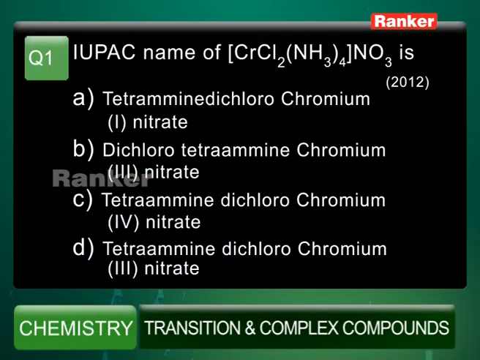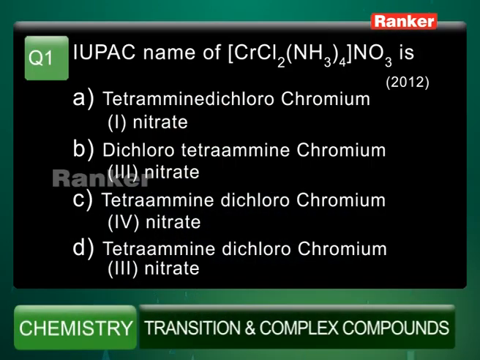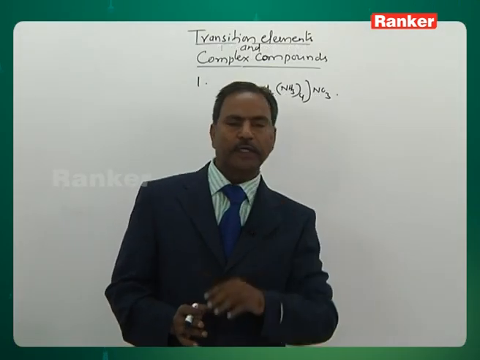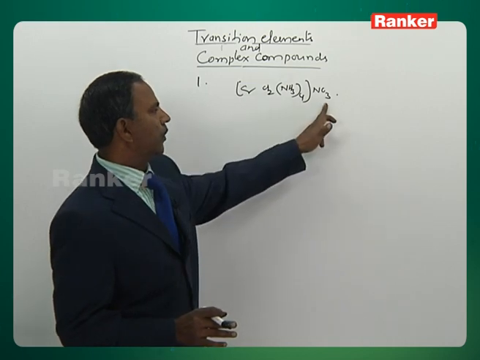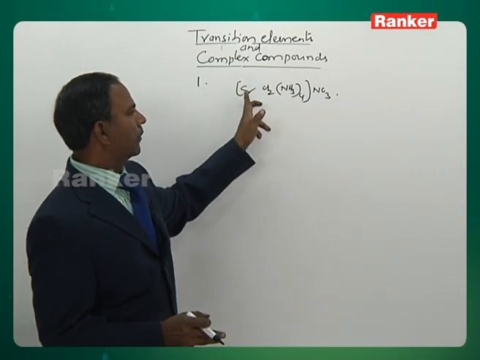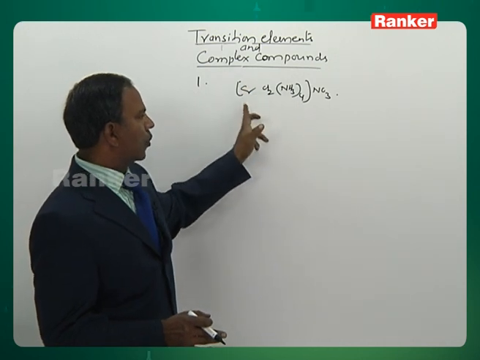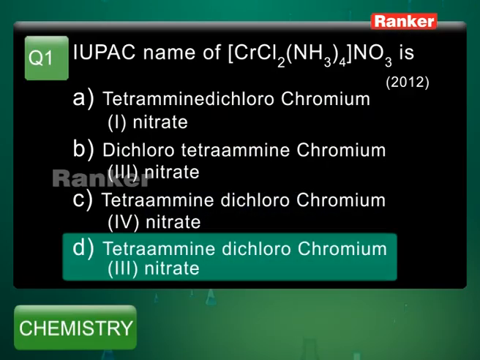Let us check the options. Option A: tetraamminedichlorochromium(I). No, actually the oxidation number is coming to be 3. Coming to option B, dichlorotetraammine. Ammine has to come first, later on only chloro, therefore it is said dichloro. That is also not correct. Coming to C, tetraamminedichlorochromium(IV) nitrate. Actually, oxidation number 2 negative, 1 negative, total coming to be oxidation number 3 only. Then option D: tetraamminedichlorochromium(III) nitrate. This is the correct answer. So for question number 1, the answer is D.